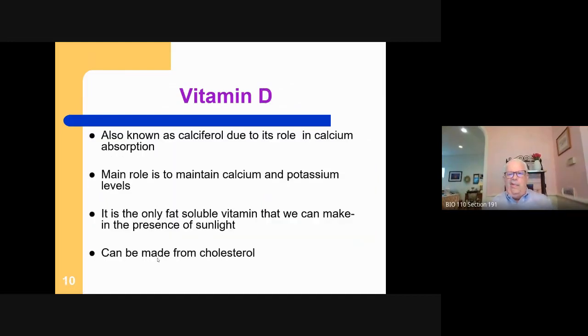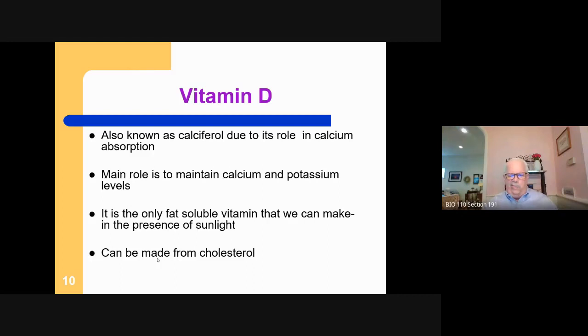Vitamin D, another fat-soluble vitamin, also known as calciferol. Vitamin D has a role in calcium absorption. Without vitamin D, you cannot absorb calcium from your food. It maintains calcium and potassium levels. It's the only fat-soluble vitamin that we make in the presence of sunlight.